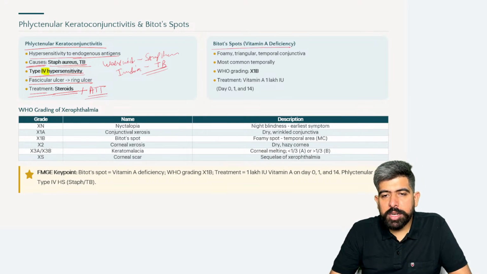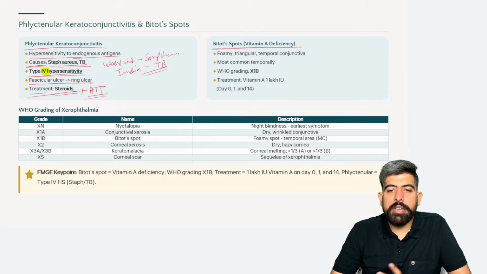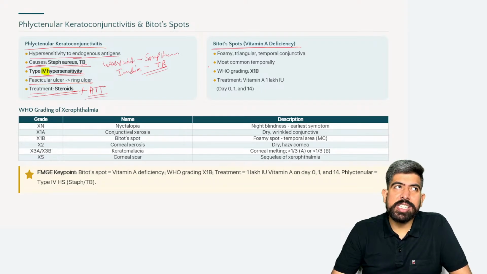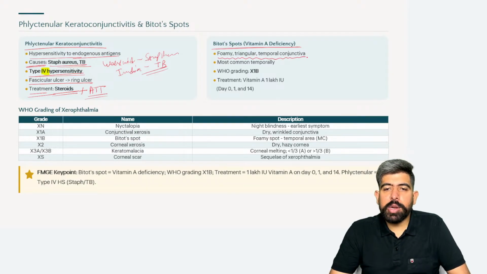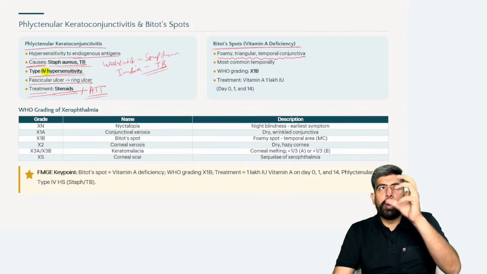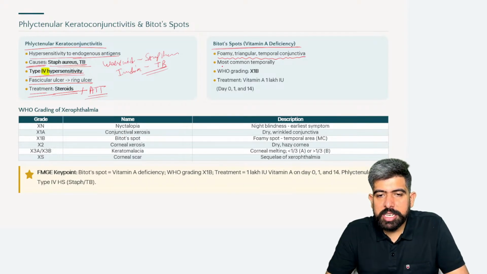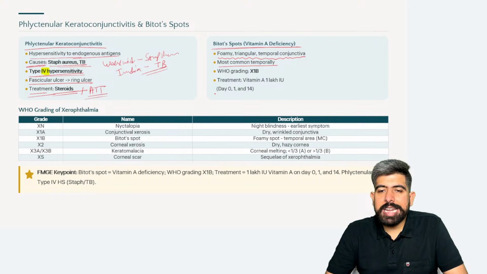What about the Bitot spot? It is seen in vitamin A deficiency, and this will be seen in the cases of staging. If we're talking about the WHO staging of xerophthalmia, it is X1B, right? Bitot spot will be seen. What is this Bitot spot? They are foamy, triangular-shaped lesions on the temporal conjunctiva. The foamy triangular shape will be seen over there. This is most commonly temporal, and seen in the staging of X1B. Please remember the WHO staging X1B will be seen over there.